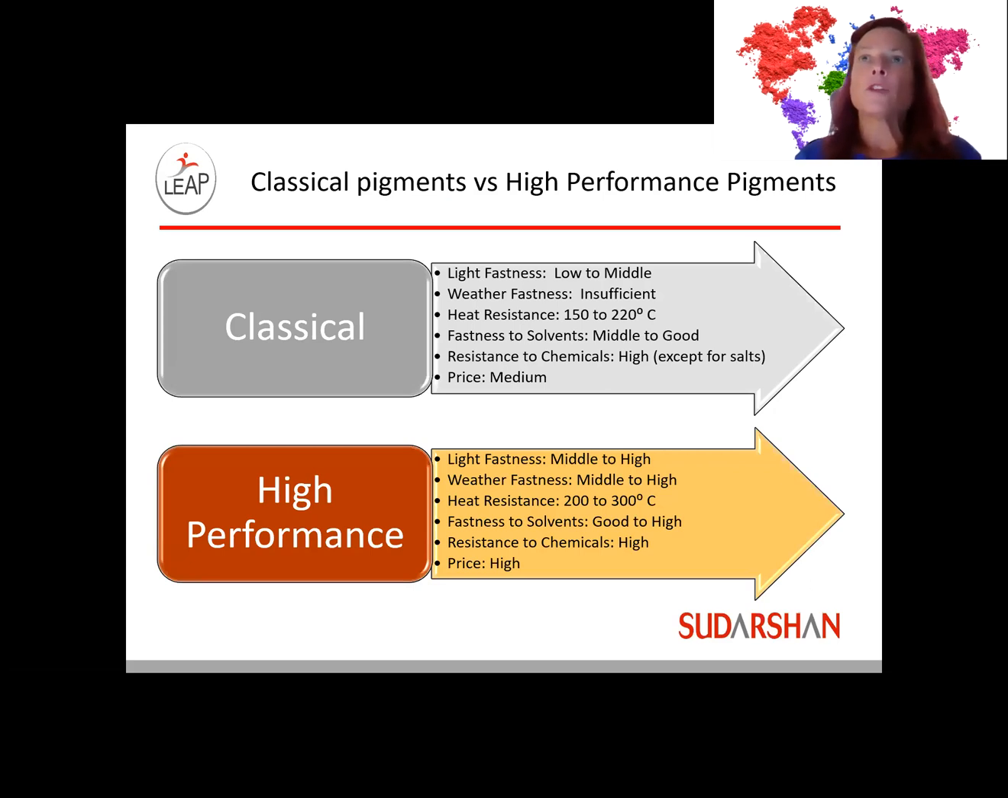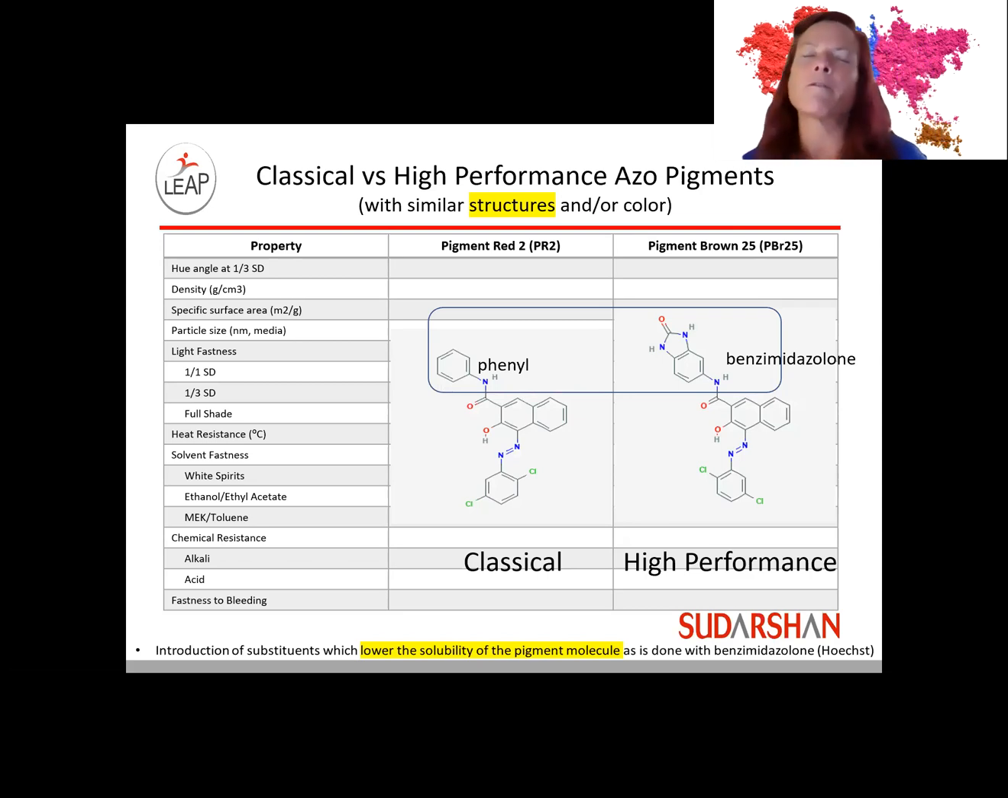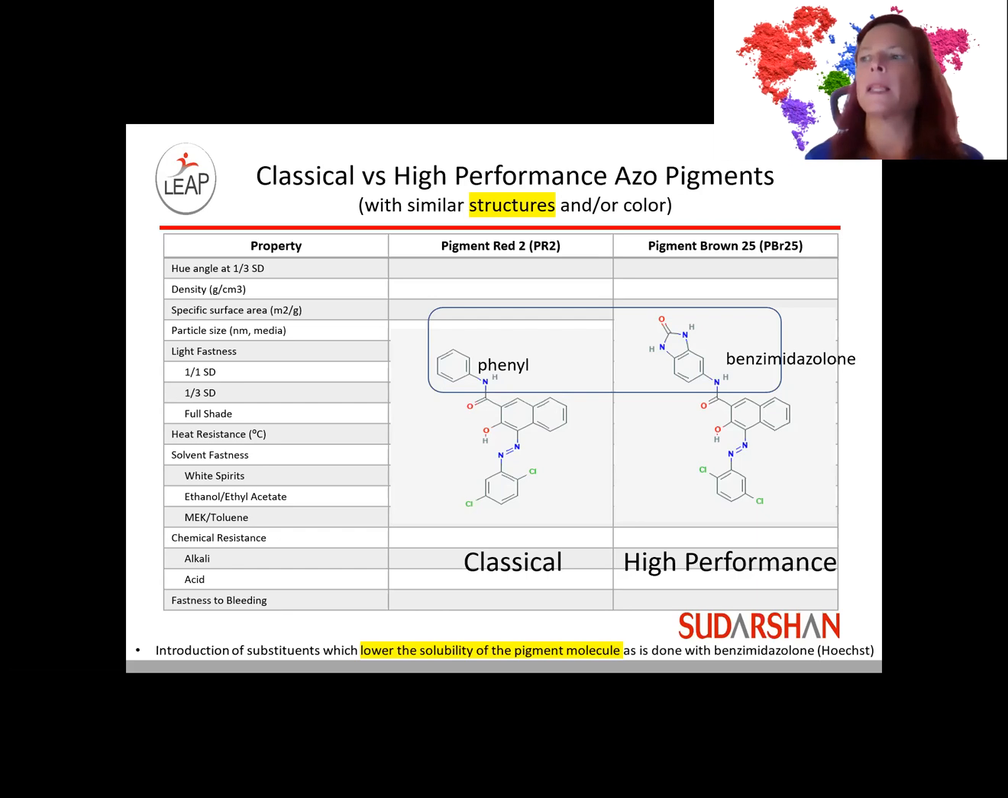So we've talked in the past about both classical and high performance pigments, and the high performance azo pigments are really focusing on the fastness properties and the heat resistant properties, which bring them into the high performance category of pigments. So I've got a couple of examples that I want to share with you that give a better feel for how that movement from the classical to the high performance occurs.